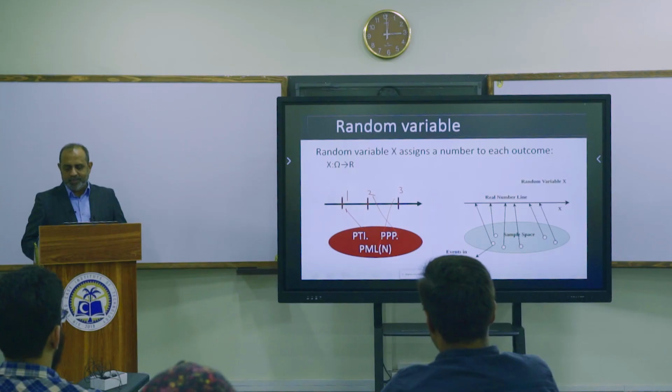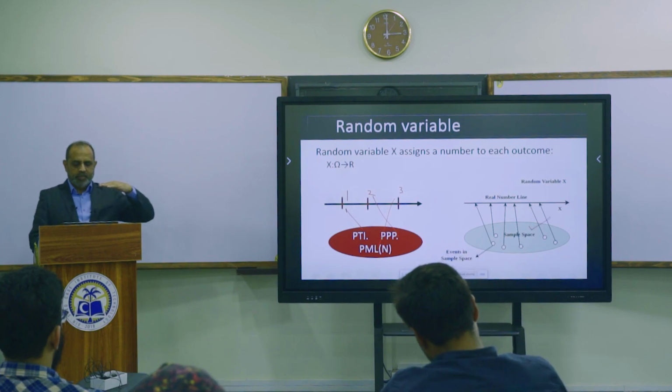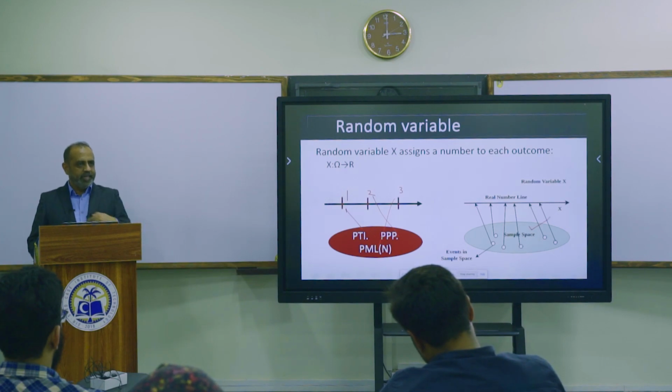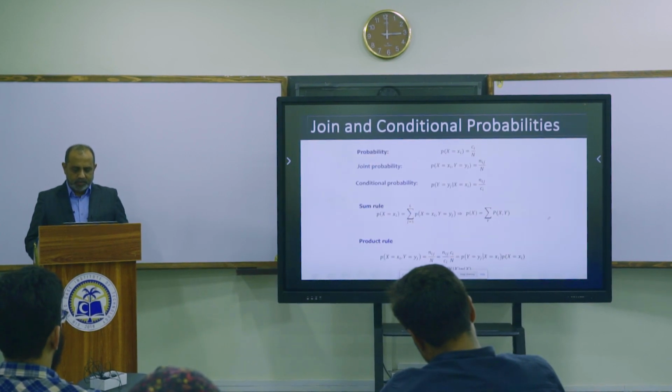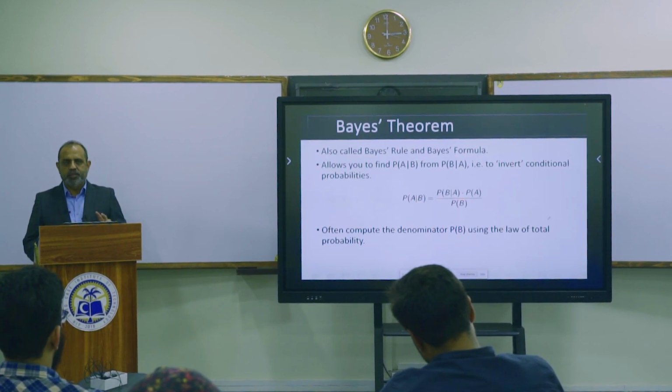What is the probability that the random variable is 1? It means what is the probability somebody will vote for PTI. What is the probability that x is equal to 2? It means the probability that somebody will come and vote for People's Party. So you assign all the events to a real number just for your ease, so that you don't have to deal with text and you just deal with numbers. So let me just talk to you about this Bayes' theorem, and then we'll end this class.